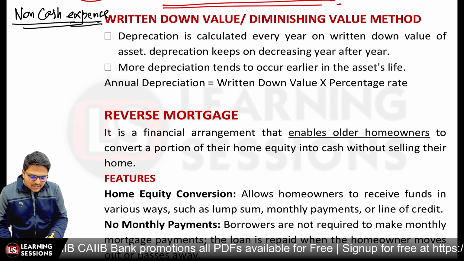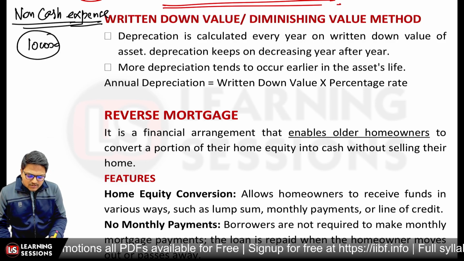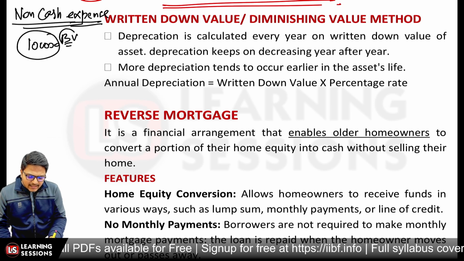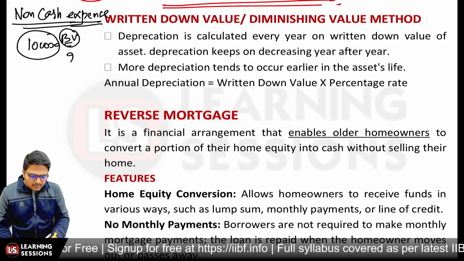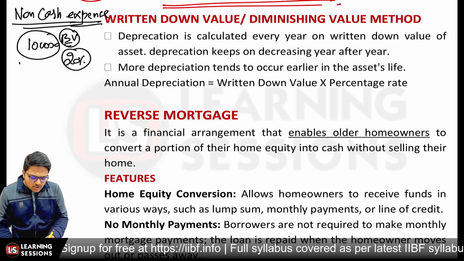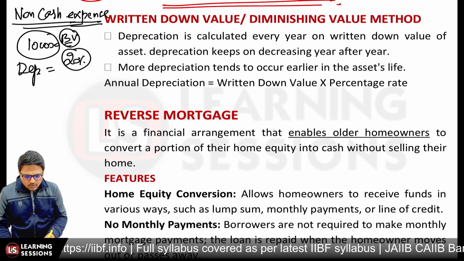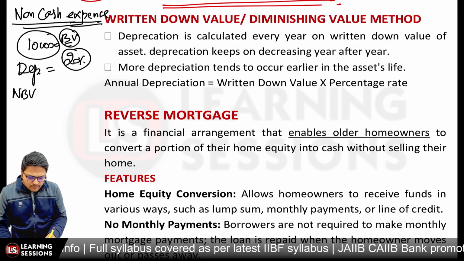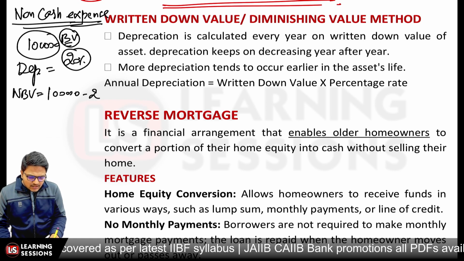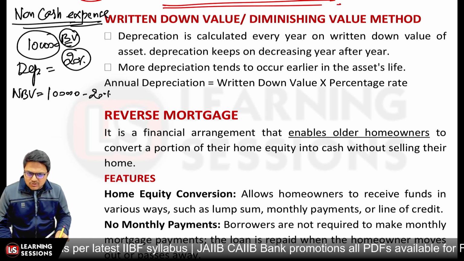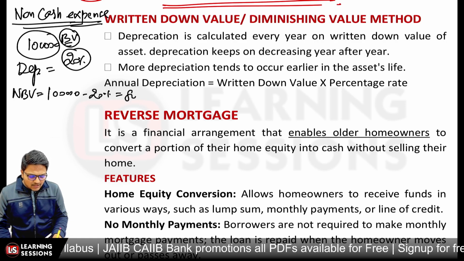Let's say you purchase an asset for rupees 1 lakh. So it's having a book value of 1 lakh over here. And let's say the written down value depreciation is given to be 20%. In that scenario, the net book value after first year would be equal to 1 lakh minus 20%. The amount of depreciation is equal to 20,000, and 1 lakh minus 20,000 is equal to 80,000 over there.